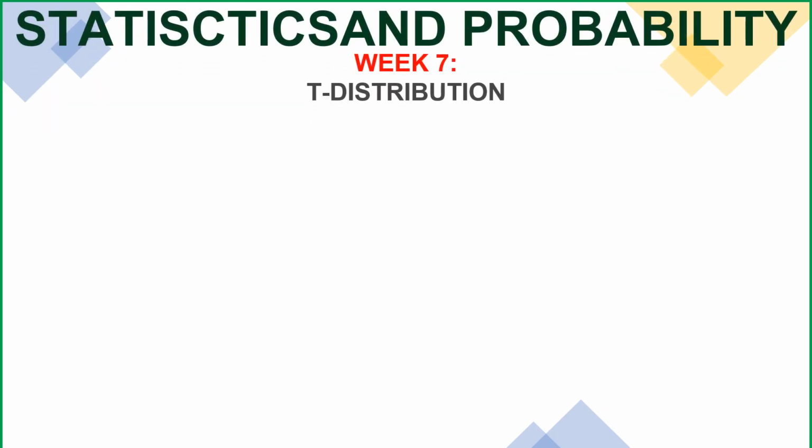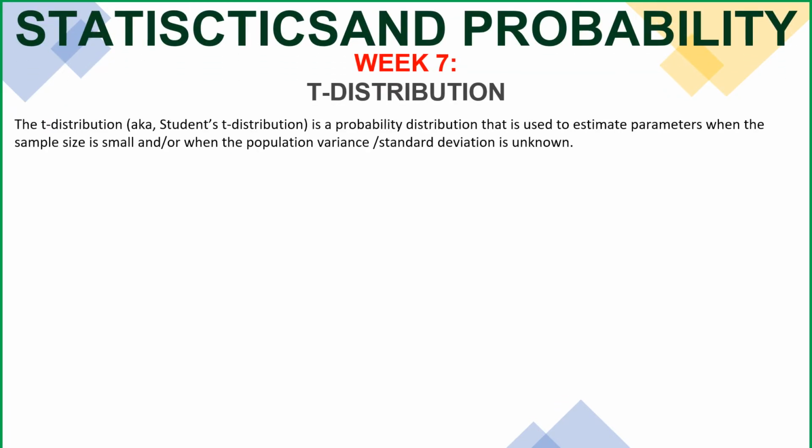So, let us now go to T distribution. So, kung dati may Z distribution tayo, which is the Z table, ngayon T distribution naman, meaning may T table naman tayo. So, what is T distribution? So, T distribution is also known as the student's T distribution. So, it is a probability distribution that is used to estimate parameters when the sample size is small and or when the population variance or standard deviation is unknown.